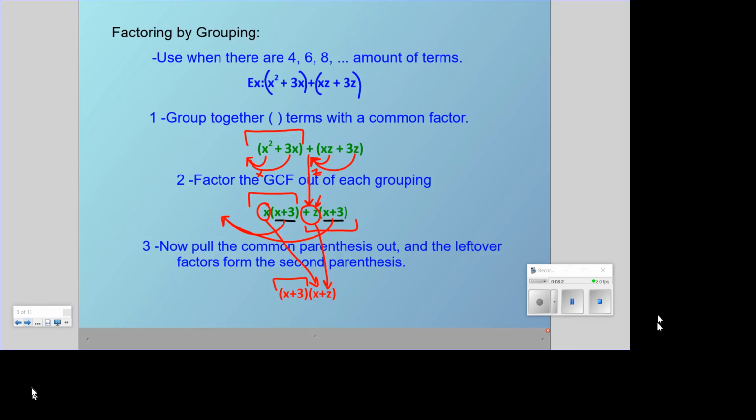So we are left with an x plus 3, that's the one they shared. You write it 1 time in your answer, and then you combine the GCFs of both parts, the x and the z, to make your other binomial.